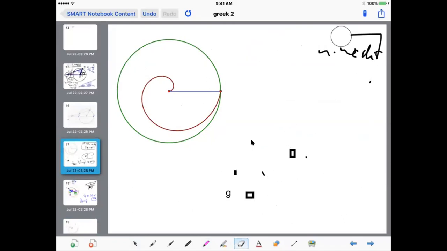Remember the Archimedes spiral? Let's say that the radius is 12. And let's put 120 degrees here. I like to have that.